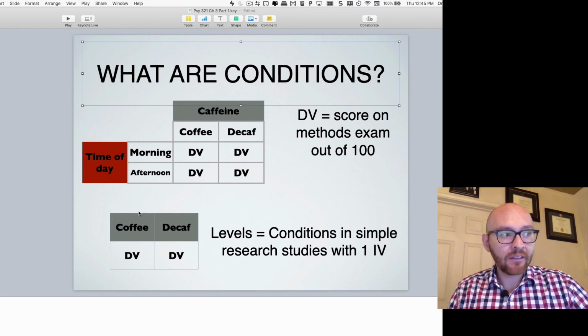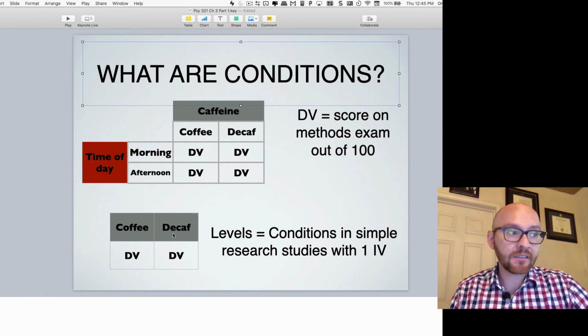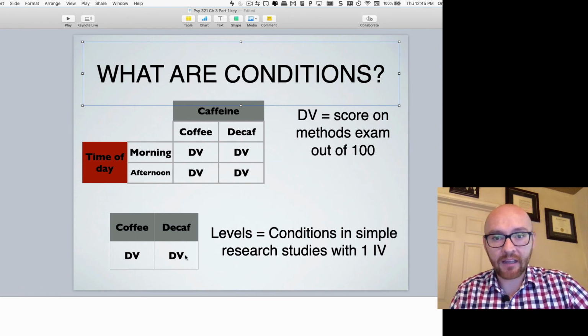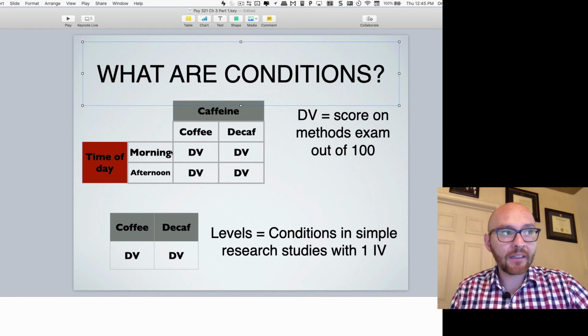So again, we have 2 levels for caffeine, coffee, decaf, right? And because we only have 1 IV, we have 2 conditions, coffee, decaf. Here, in the original example I gave you on this slide, you had 2 IVs with 2 levels, 1, 2, 1, 2, but you had 4 conditions because they cross, 1, 2, 3, 4.